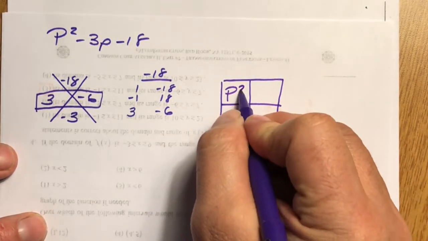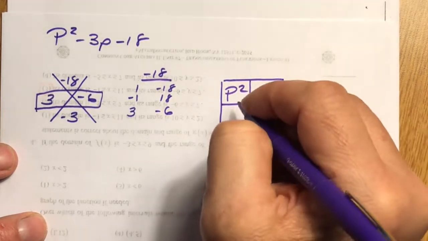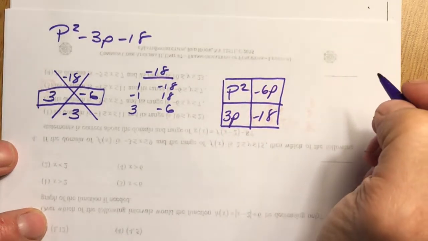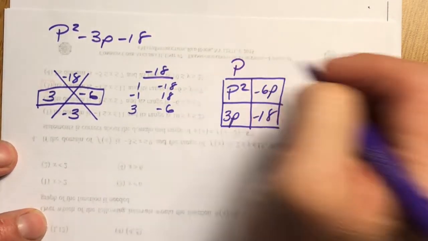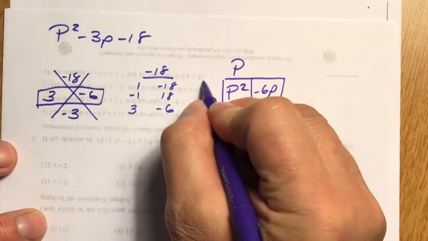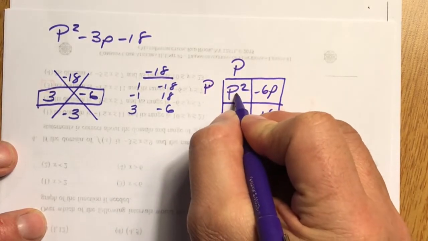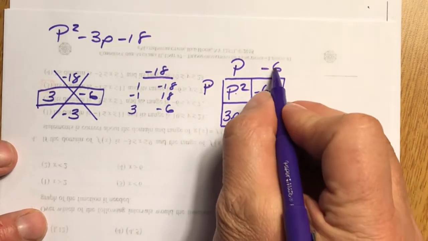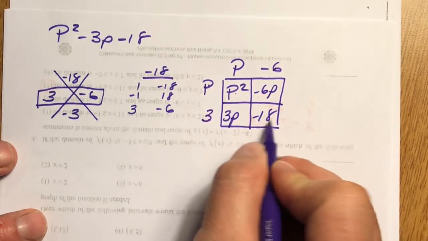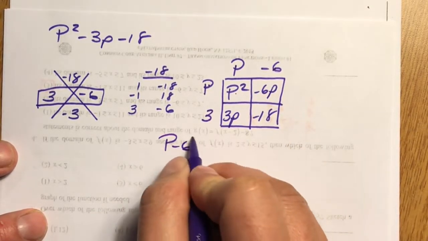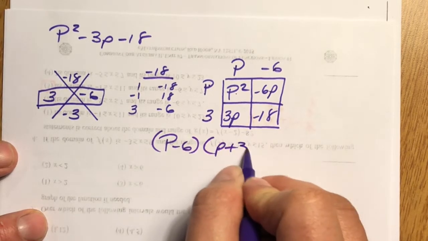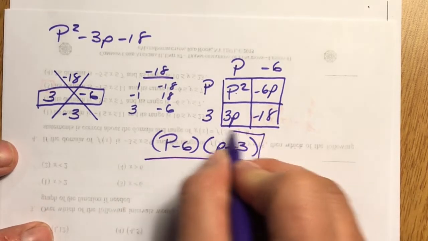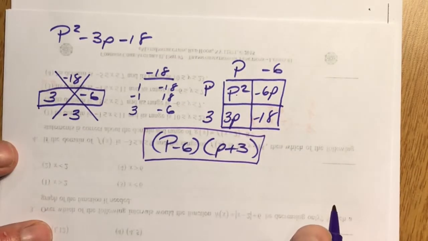So I've got p squared, negative 18, 3p, negative 6p. All right, p and p, because I know that p times p is p squared. P times negative 6 is negative 6p, and negative 6 times 3 is negative 18. So I've got p minus 6 and p plus 3. There you go. Those are my factors. Okay?